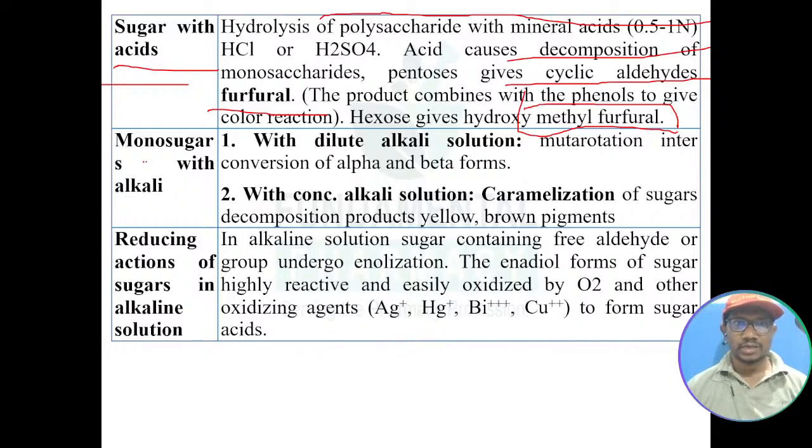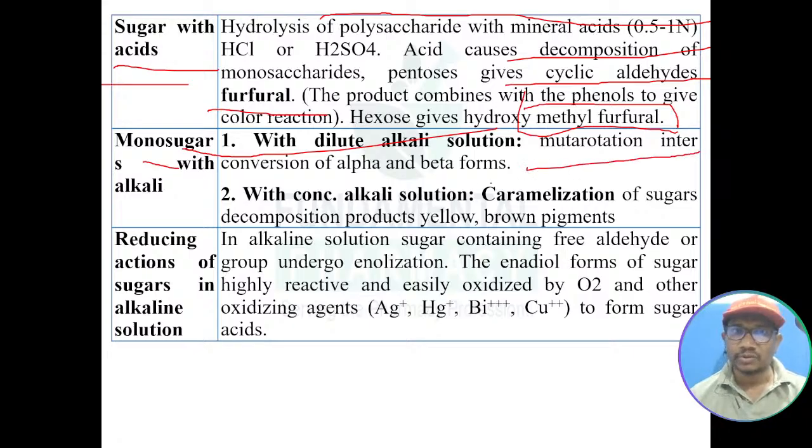Now monosaccharides with alkali. If monosaccharides are treated with dilute alkali, that leads to mutarotation. If monosaccharides react with a dilute basic solution, there is a result in mutarotation, that is a conversion of alpha-D sugar to beta-D sugar.